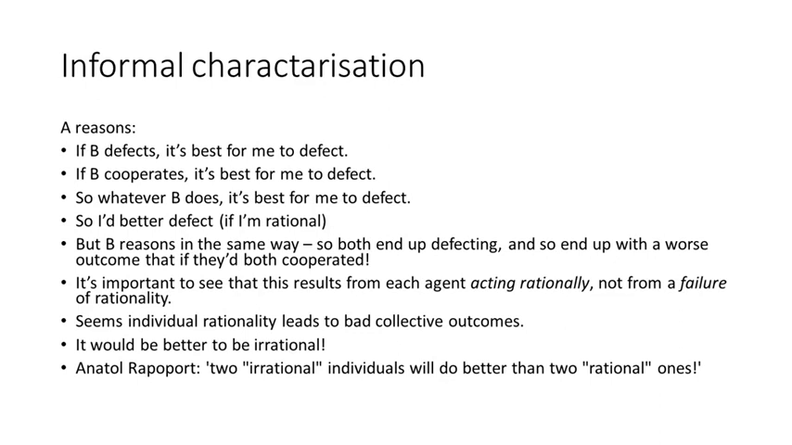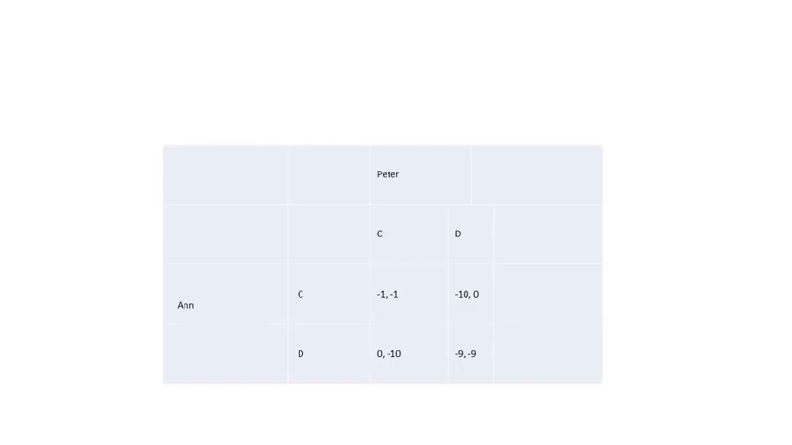Somehow each acting rationally and pursuing their own individual interests rationally has led to a worse outcome than if they'd acted irrationally. Okay, it seems like it would be better to be irrational. And it's important to see, again, this results from each agent acting rationally, looking out for their own interests. Whatever the opponent does, it's best to defect. This doesn't result from a failure of rationality, and yet something's gone wrong because they've got 9 years in prison when if they'd only cooperated, they would have got 1. So it seems that individual rationality can lead to bad collective outcomes, and that's highly counterintuitive.